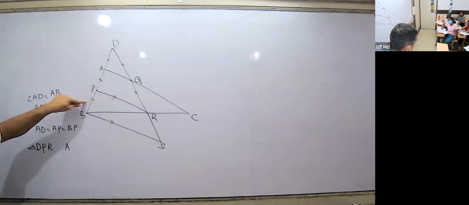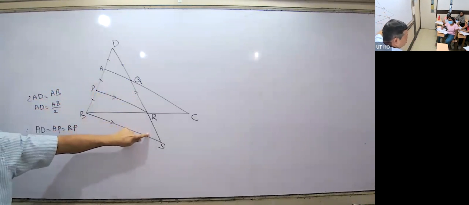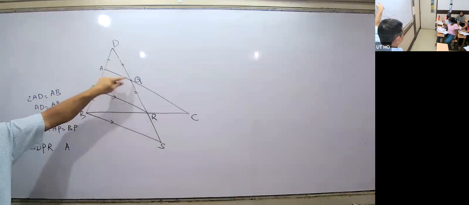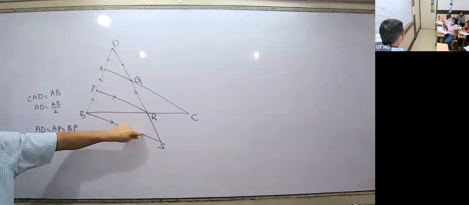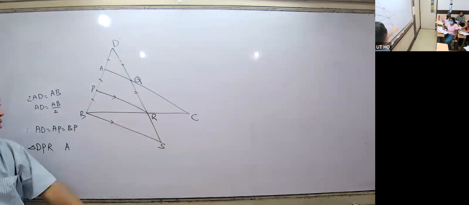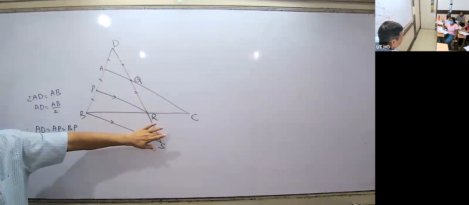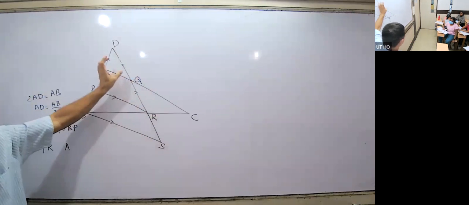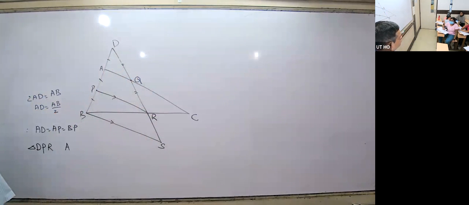These two are equal now. Therefore, these two will be equal now. Already these are equal. So these all three are equal now. Therefore, DS is equal to 3 RS. That means the full is equal to 3 times any one of the parts now. Followed? Okay, easy now.